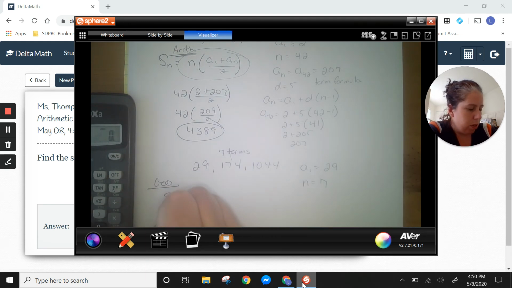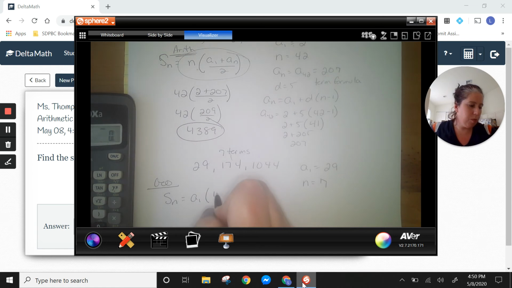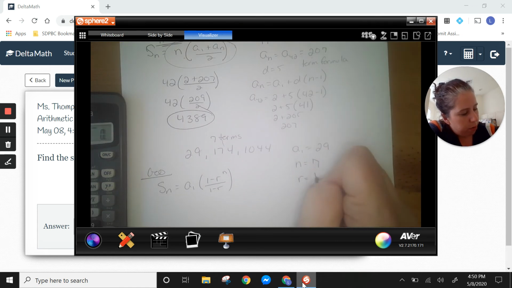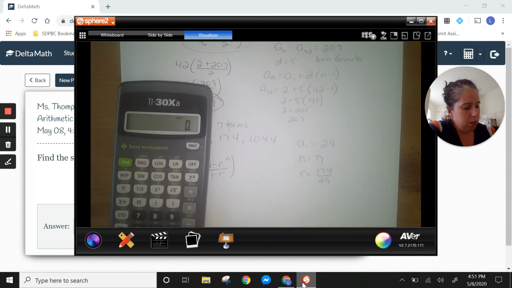So let me write this out. S of N equals, let me make sure I get it right so I don't tell you the wrong thing, A1 times 1 minus R to the N, over 1 minus R. Then you need R, which is 174 over 29. I would try to divide that first and see what happens. So 174 divided by 29. It's a whole number, so it's 6.